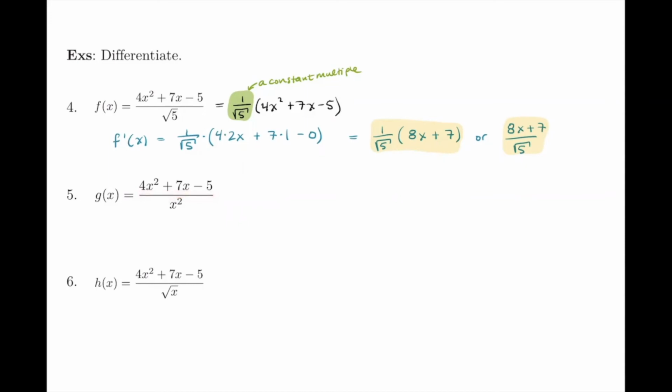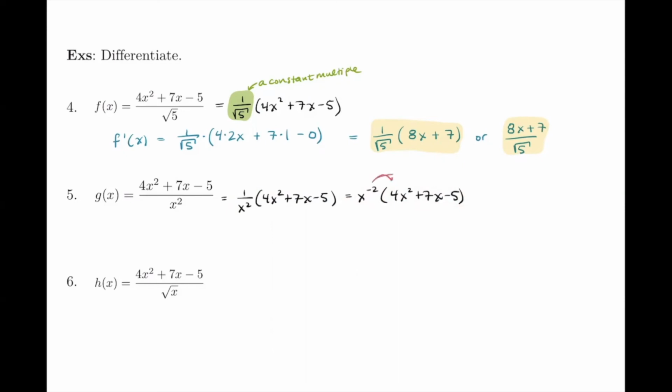But this one we can kind of get out of the fact that there's a quotient here. We can write this as 1 over x squared times 4x squared plus 7x minus 5. Now 1 over x squared is the same as x to the negative 2. Now we have a product of two things that involve variables, x to the negative 2 and then this polynomial. Remember that we also can't take the derivative of a product of two things by finding the derivative of each of the individual parts and then multiplying them. We have to get rid of this product.